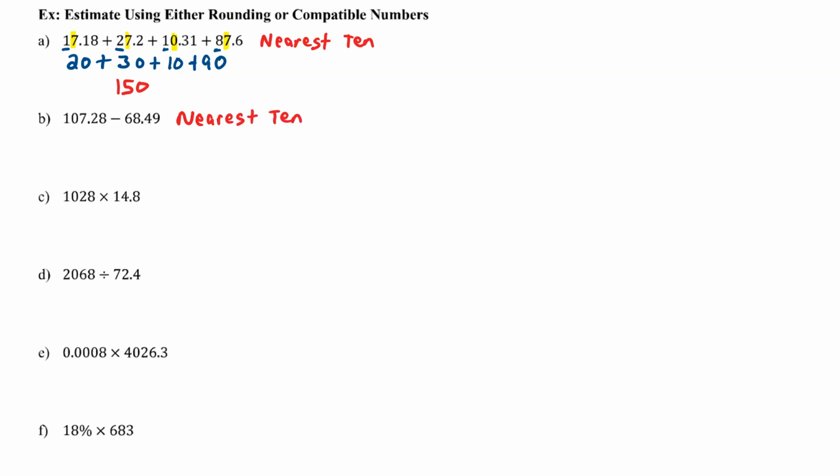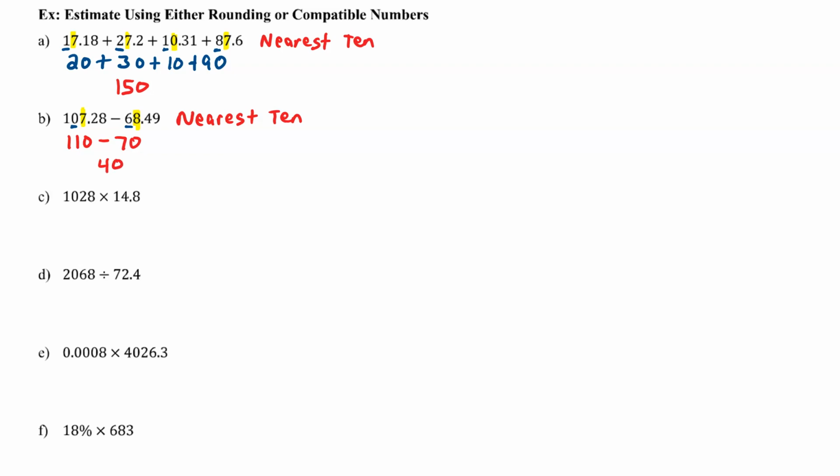So again, if we think about the nearest 10, the 10th place is 0. So looking at the digit beside it is 7. So we're going to round up to 110 minus, again, thinking about that 10th place, we're going to round up to 70. So 110 minus 70 is going to give us 40.